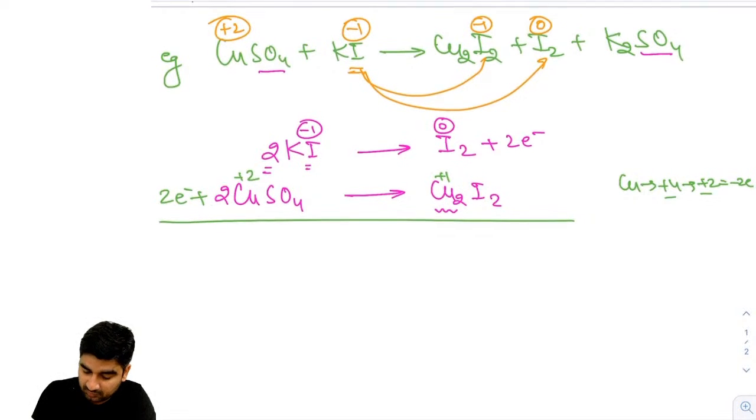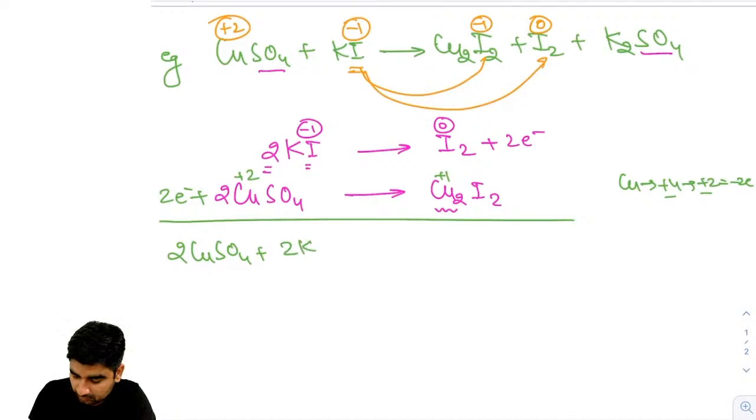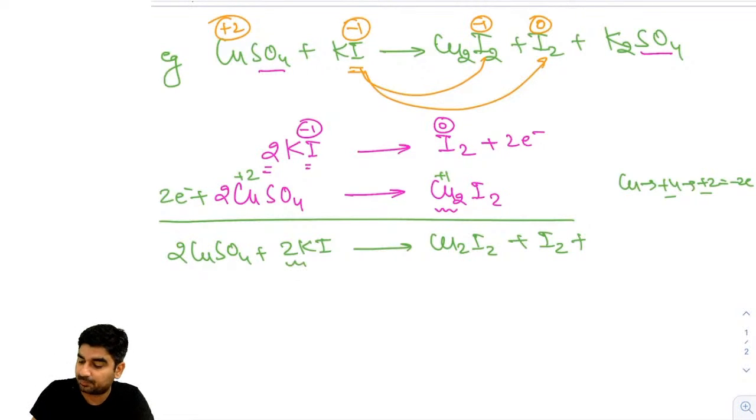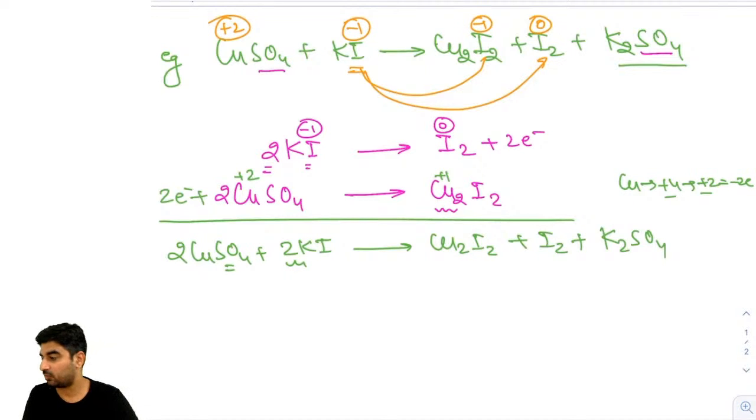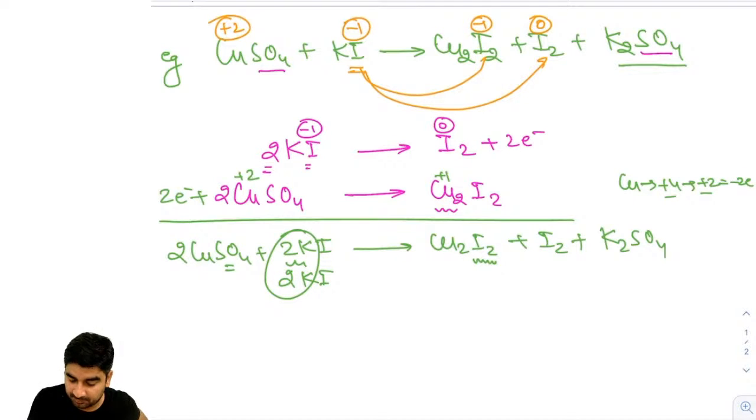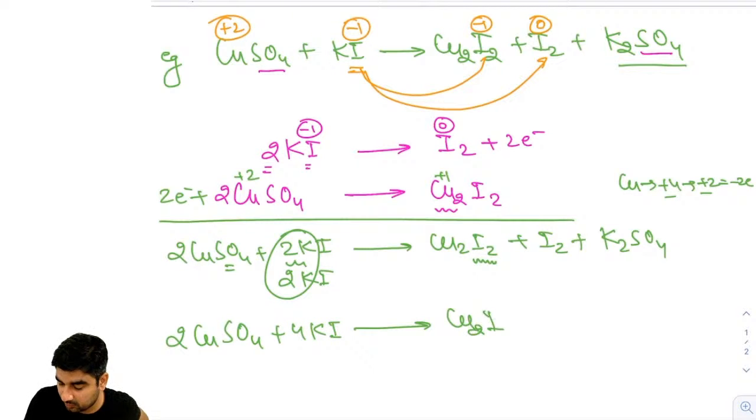Now just add them. You will be getting 2 CuSO4, 2 KI, Cu2I2 plus iodine. So guys, now you have 2K. So just write K2SO4. But you have 2 sulfate. Yes. Now what will you do, guys? How will you solve this? Now again, guys, you have to add 2I minus as well. So just add 2 KI. In that case, you will be having 4K. So you will write 2 CuSO4, 4 KI, and you will be getting Cu2I2, I2. Now this is done.